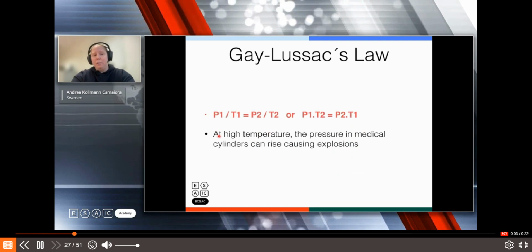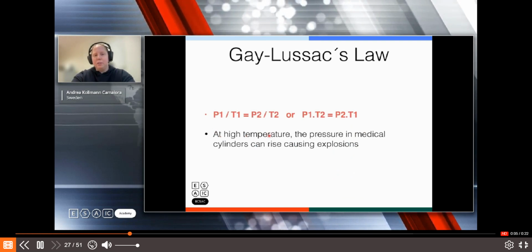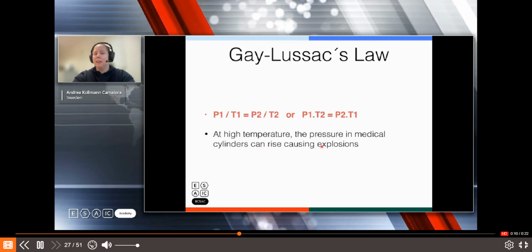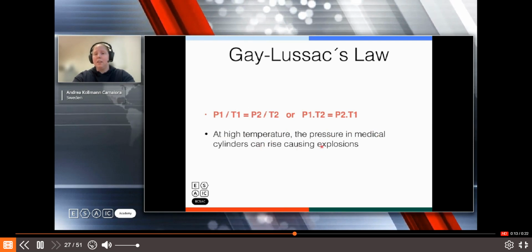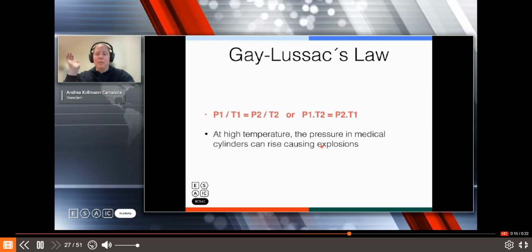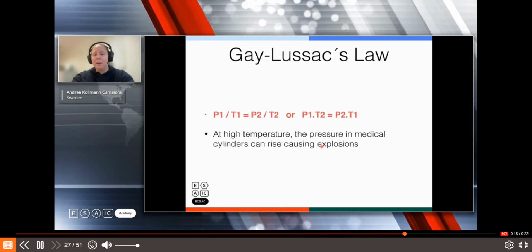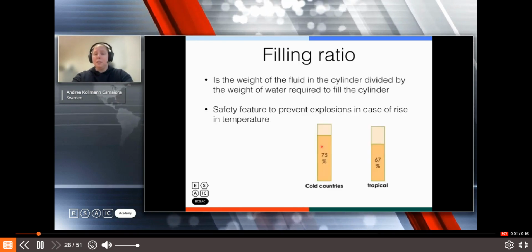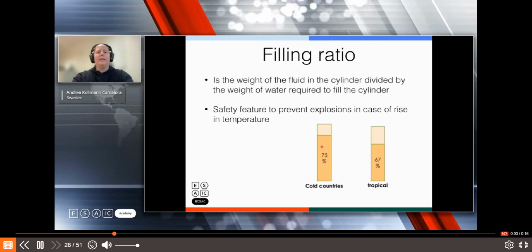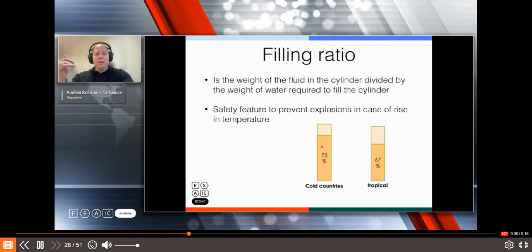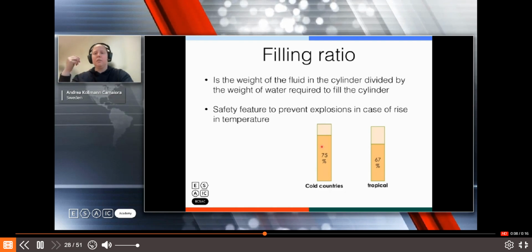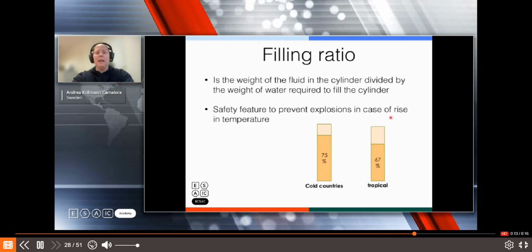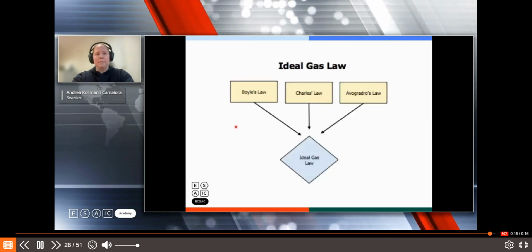Another problem we can have is that at high temperatures, the pressure in medical cylinders can rise and cause explosions. Take your oxygen cylinder from Sweden, where I am, that is freezing more than half of the year, and take it to the Caribbean, and then there is a risk of explosion. And that's why there is something called the filling ratio. It is how much you can fill your cylinder depending on if you're in cold countries versus in tropical countries. And this is a safety feature to prevent explosions in case of rise in temperature.